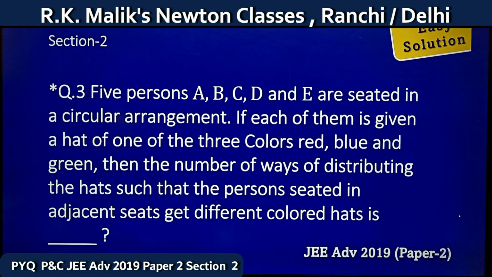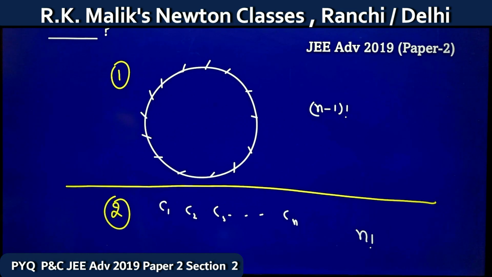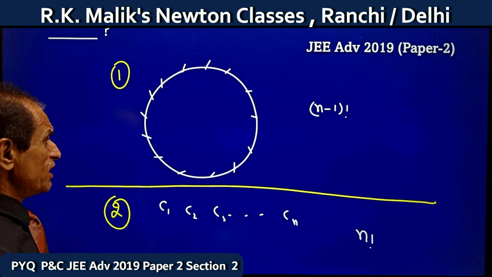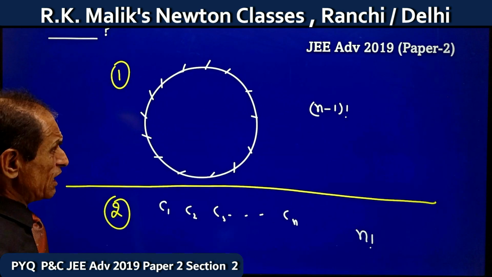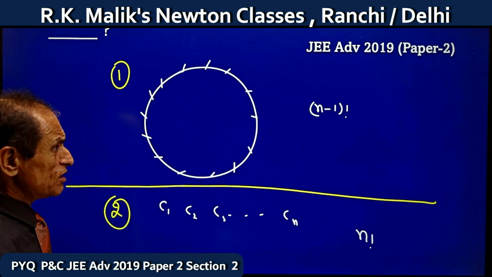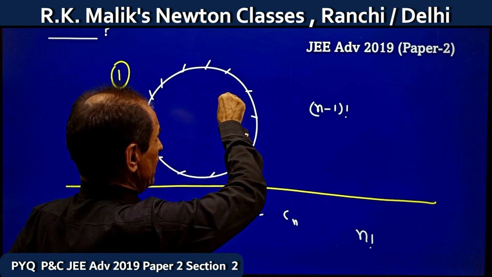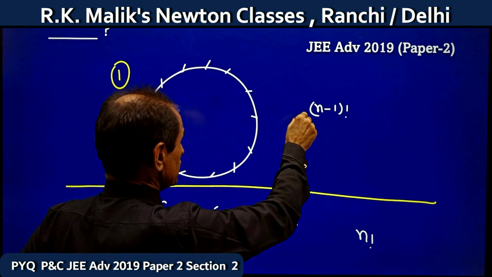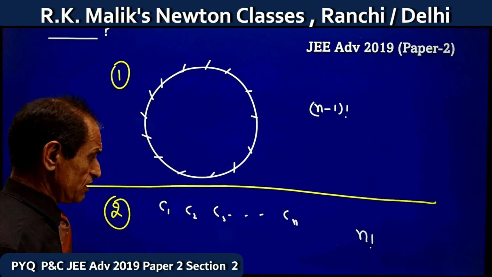In this question, a very important point to be noted is, before doing this question, I would like this concept to be crystal clear to you. Suppose you have two slightly different questions. One question is, suppose we have to arrange n persons around a circular table. The number of ways of arranging n persons around a circular table is (n minus 1) factorial.